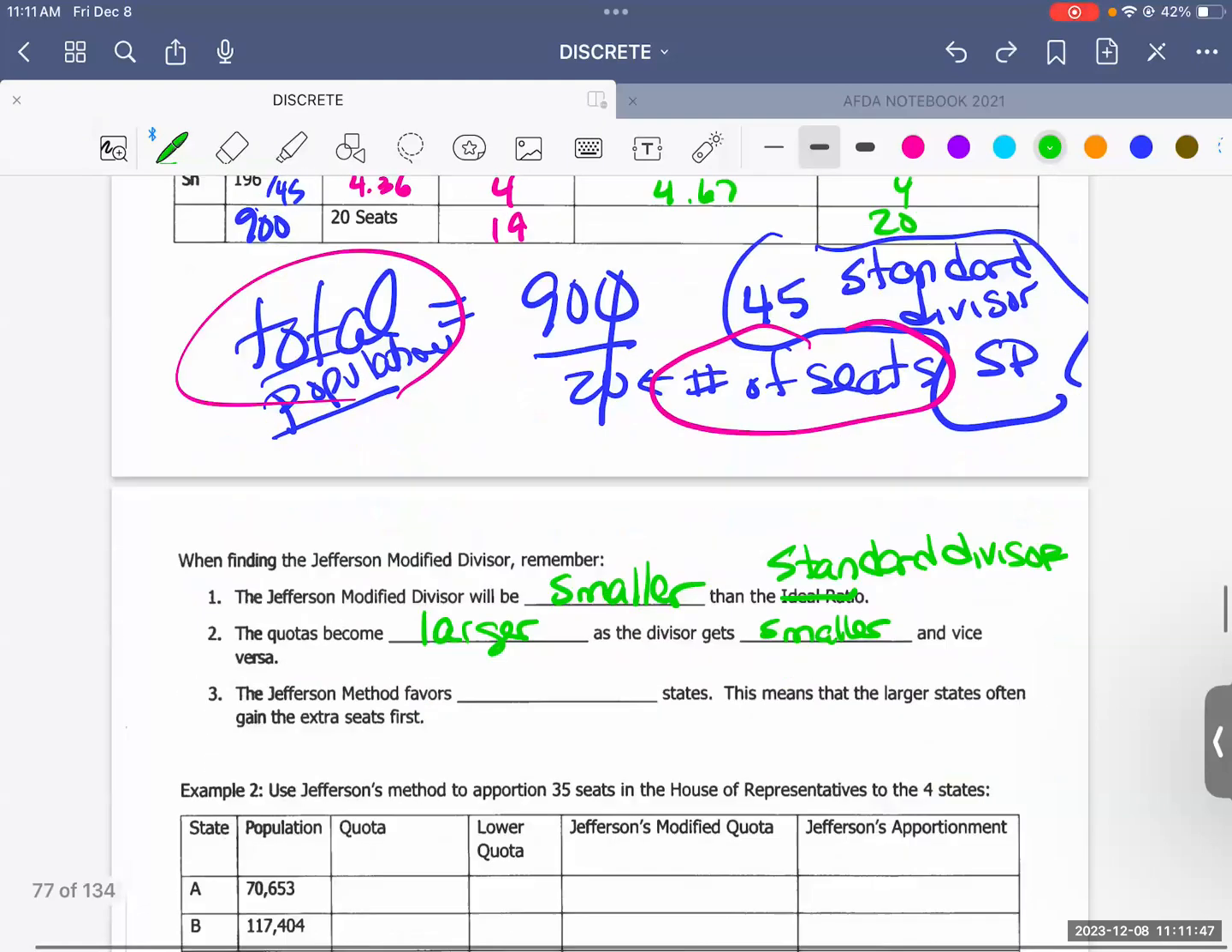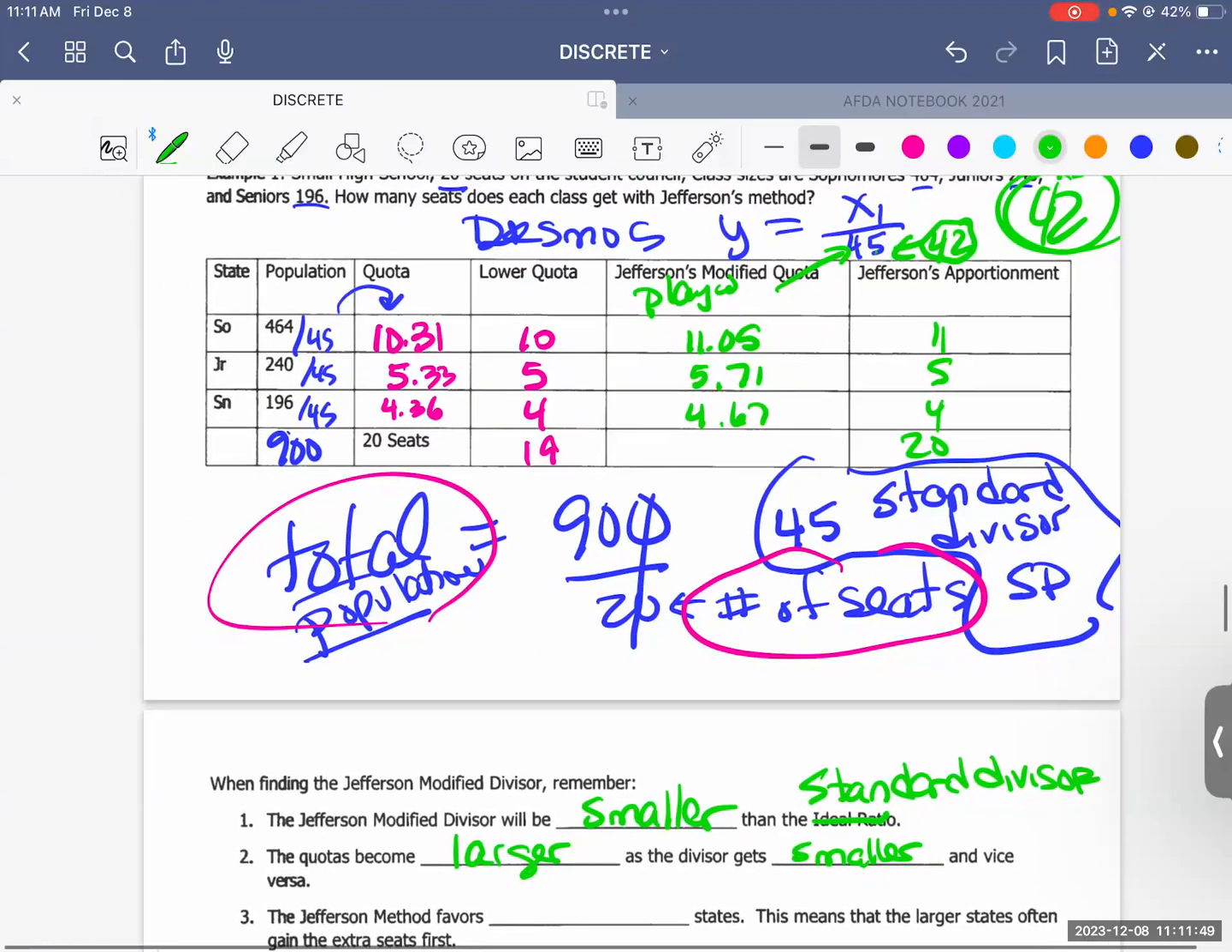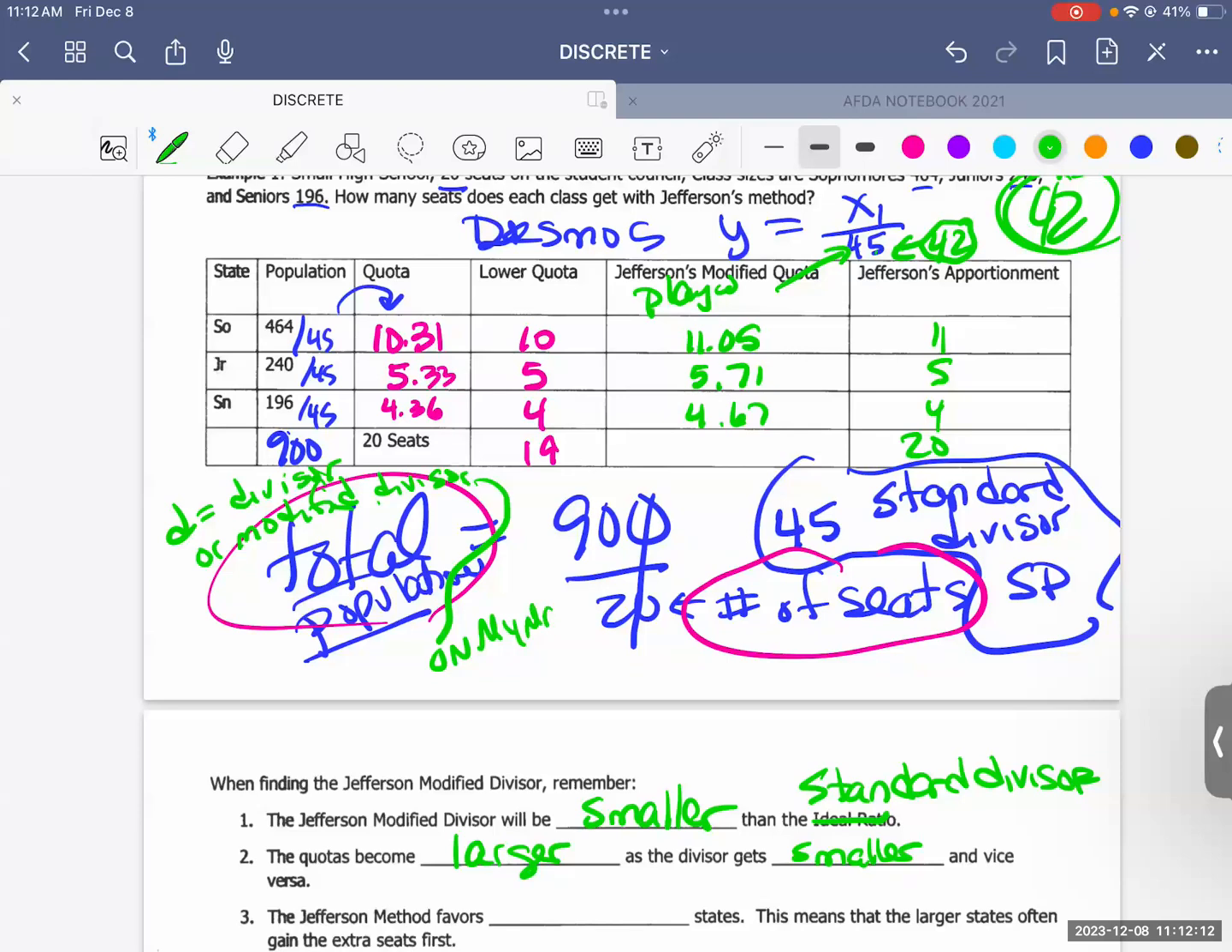So as the modified quota gets smaller, or the divisor, on your MyMathLab it'll just be a lowercase d. That means divisor, or modified divisor, on MyMathLab. So don't get confused on that.